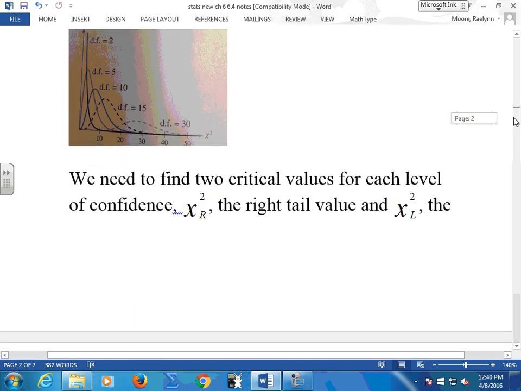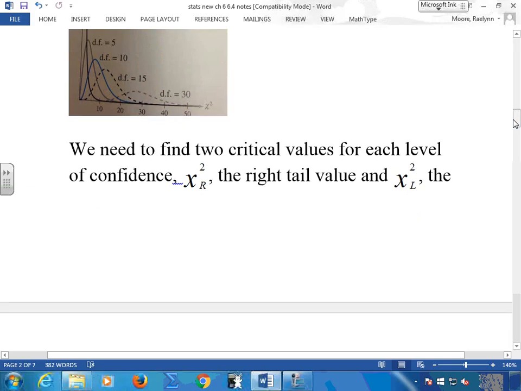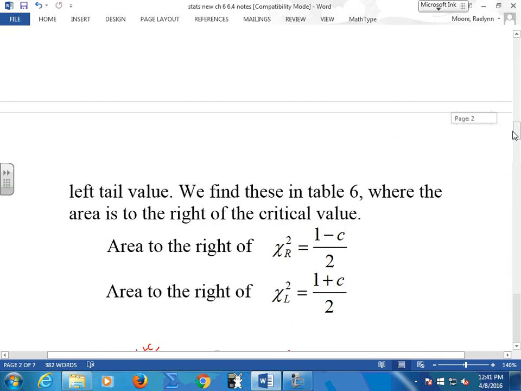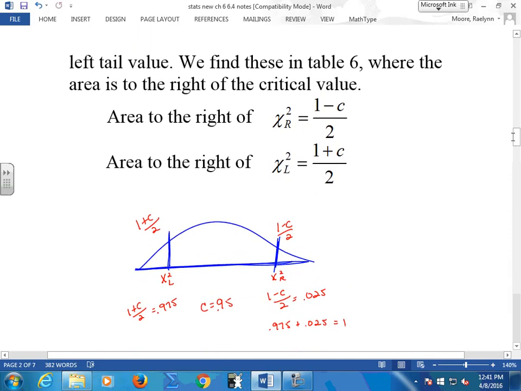And the most critical part is finding these two values. We need to find a chi-square right and a chi-square left. And we're going to do that from table 16. This is the toughest part. Now, they give us these two little formulas, which I gave you on the bottom. However, we're not going to really use those.